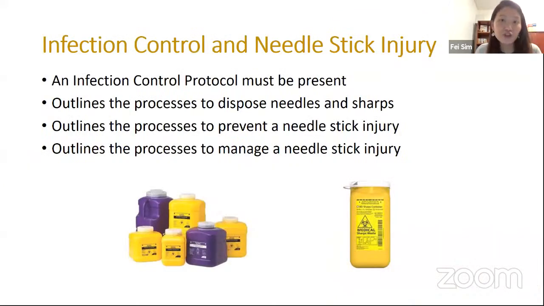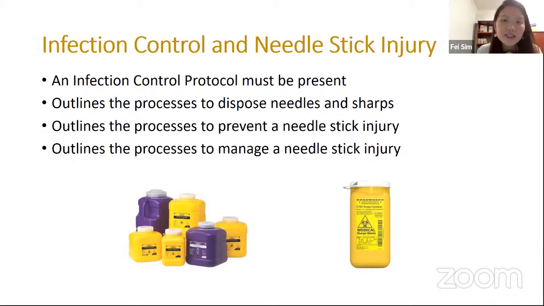Also, I'd like to talk about infection control and needle stick injury. Any vaccination clinic must have an infection control protocol, because a vaccine comes as an injection and the injection is a very sharp needle, and there could be a risk of needle stick injury, which means you have accidentally pricked yourself with a used needle. If you've injected someone else, one of your patients, and then you accidentally touch the needle and inject yourself as well, there could be a risk of transmitting diseases. If that person has hepatitis B, hepatitis C, or HIV, there could be a risk of transmitting bloodborne diseases. Therefore, infection control and needle stick protocols must be in place.